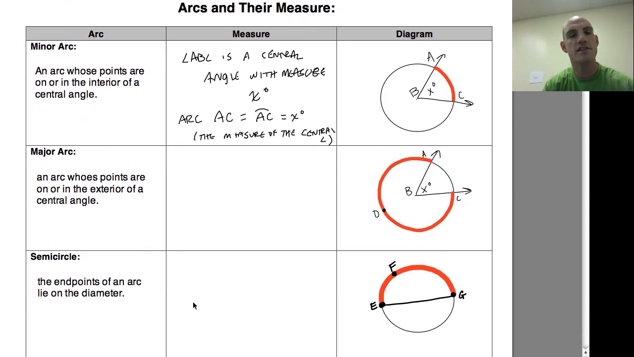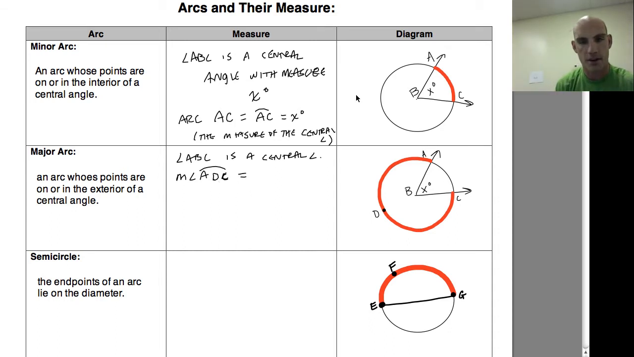A major arc is an arc whose points are on the exterior of a central angle. So notice I have this angle ABC, a central angle. And as a central angle, it has all of the points of arc ADC on the outside. So the measure of arc ADC, notice I'm putting the ADC underneath an arc, it's a little arc because it's an arc, is equal to the whole circle, which is 360 degrees, minus x degrees, minus the minor arc that's on the inside. So it's really a little bit of a math problem, understanding where this is coming from.